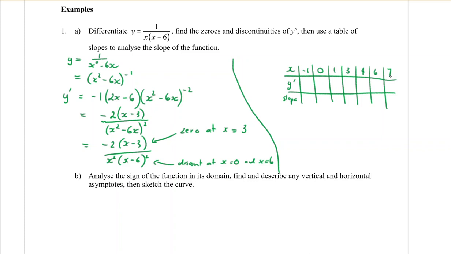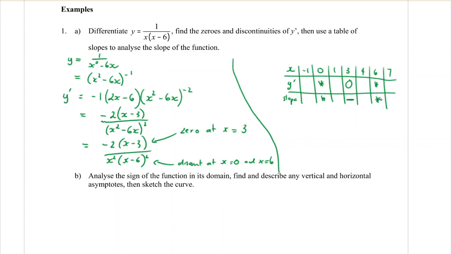The zeros and discontinuous points, we don't have to sub them in. We already know what's happening there. When x equals 3 is a 0, which means the gradient is 0, which means a horizontal line. The discontinuous points are asymptotes, which means I need to put stars in, because they don't exist, at 0 and at 6. Let's see what happens in between.